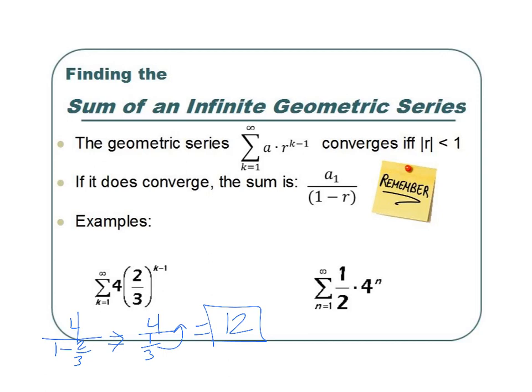Now I didn't expand this summation, I just found the first term. But if you were to expand it, you'd find that they keep getting smaller and smaller, and eventually they're going to add up to something pretty close to 12.